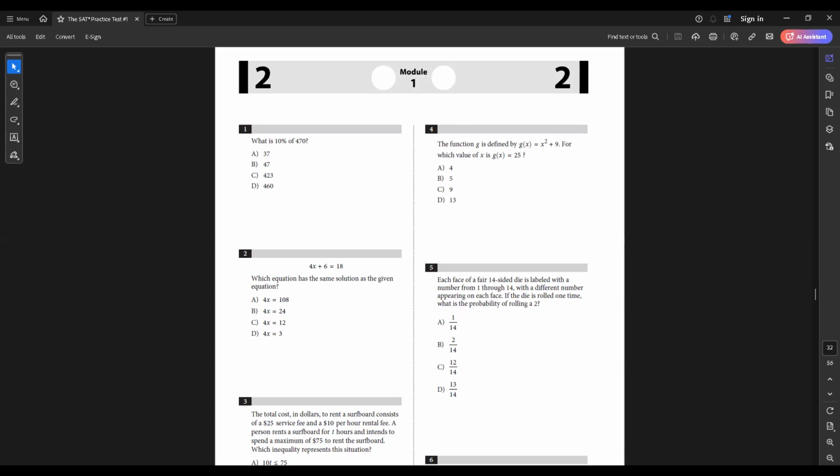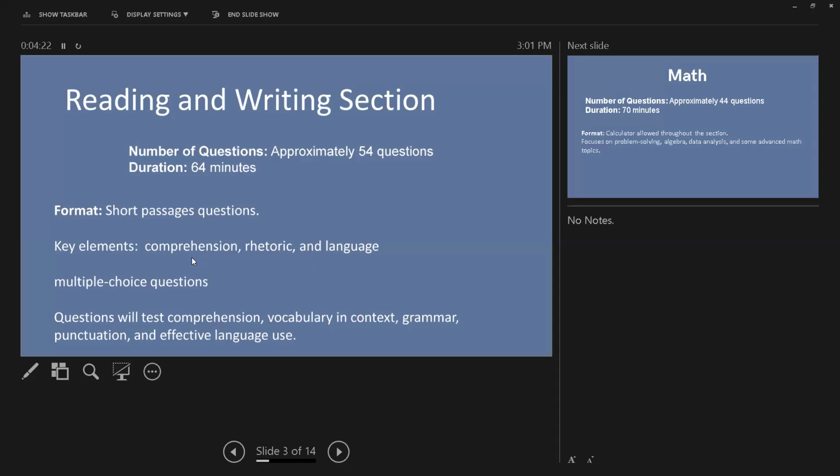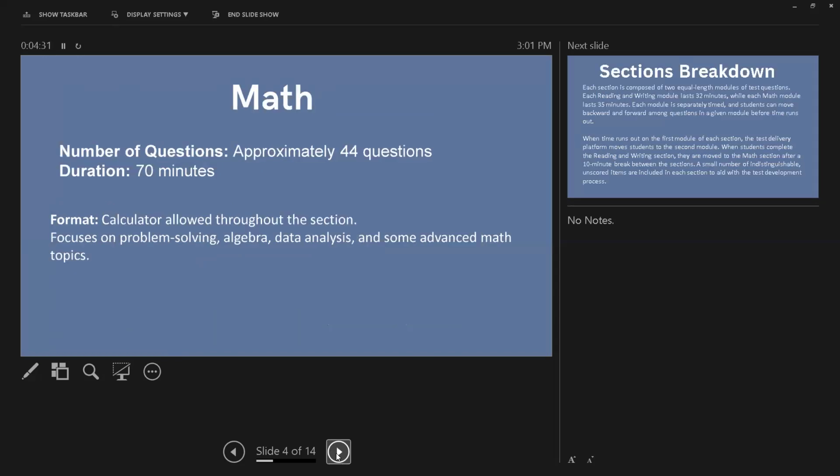So let's proceed to the next. This is what you are getting: a short passage where you have multiple choice questions based on vocabulary, grammar, punctuation, and language. Then there is the math section, where you will find around 44 questions.